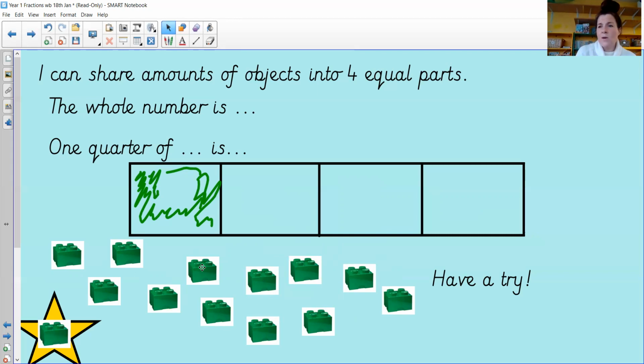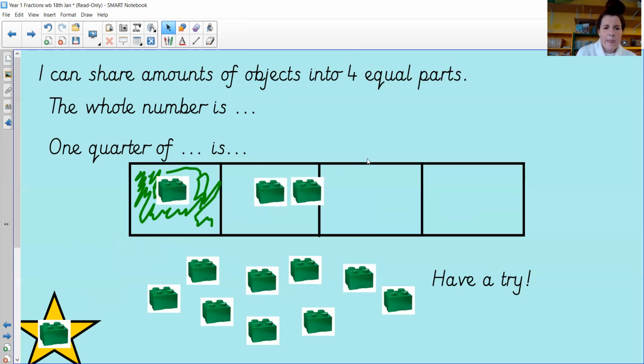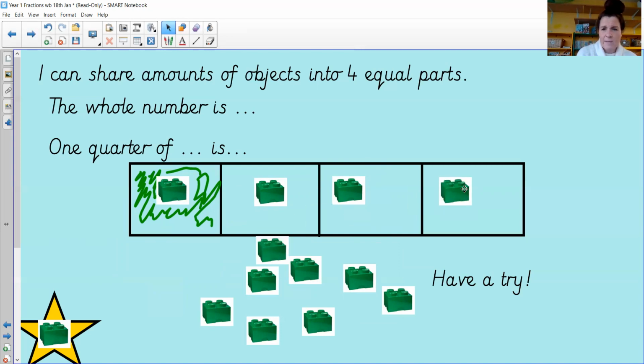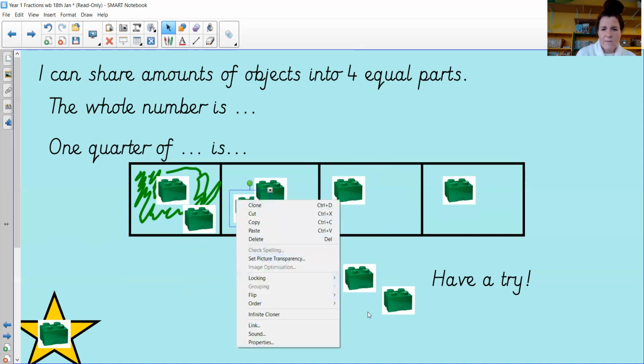Well done. Okay, now just like we did the last time, we're now going to share our 12 Lego pieces into my rectangle, which has been split up into 4 equal parts. So we're going to do it one at a time, because then I definitely know I'm sharing equally. So 1 there. Okay, and you could be doing this at home with your 12 counters that you've got. So sharing them equally between the parts of the rectangle. Here we go. So I'm just doing that.